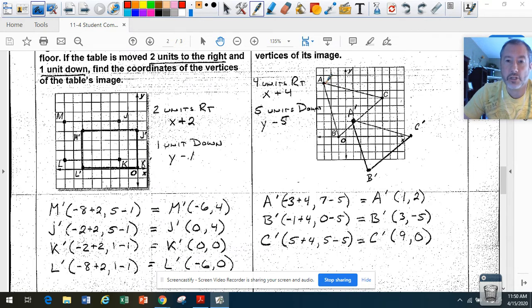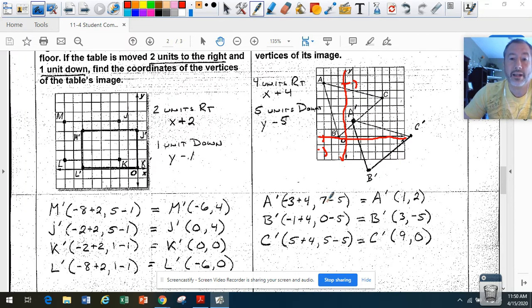So A is located at -3. Here's my y-axis, sort of hard to see coming right down here, and here's my x-axis and my y-axis right there. As we can see right here, it's at -3, and up here, it's at 7. So my original location of point A is (-3, 7).